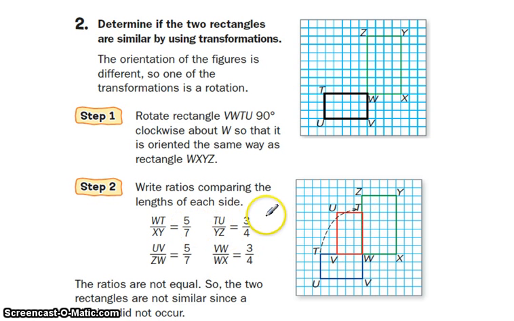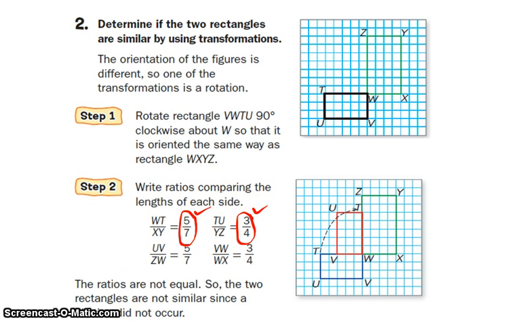Okay, now let's compare another side. Let's do TU and YZ. Okay, here's YZ. That has a length of 4. TU has a length of 3. Do you see how these ratios are different? Because these ratios are different, that means that they're not similar. Okay, and that therefore the scale factor isn't the same. This had a different scale factor than this, therefore the rectangles are not similar. So you're looking for consistent ratios.